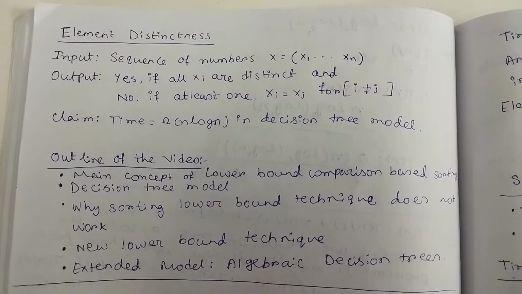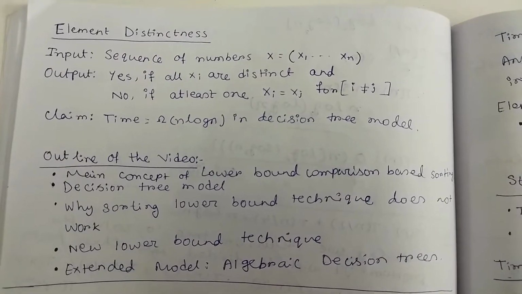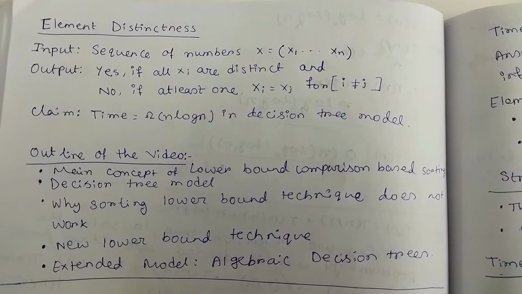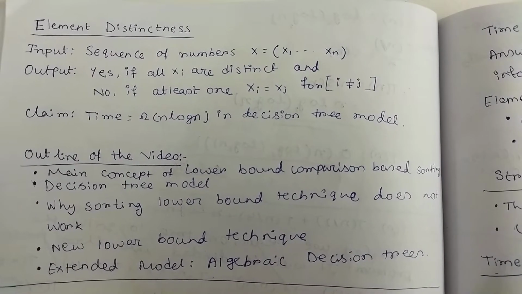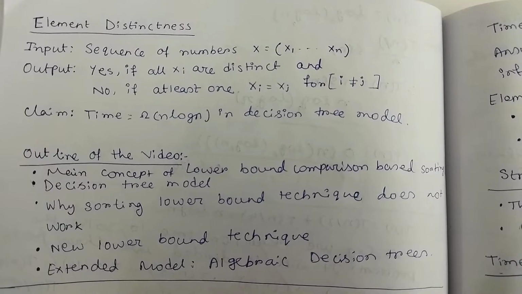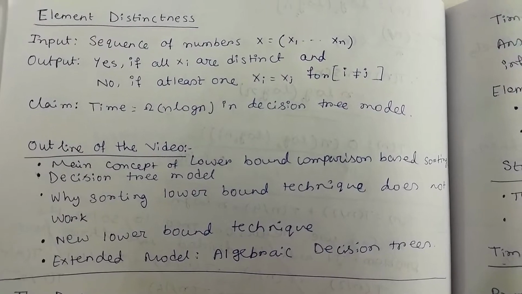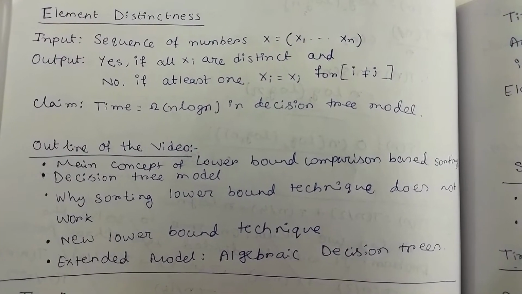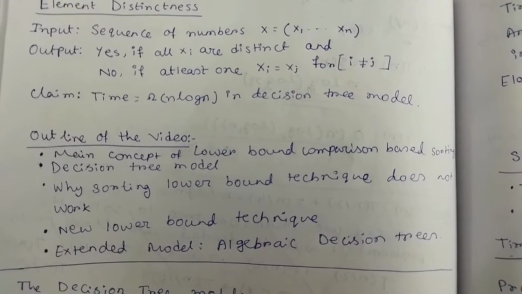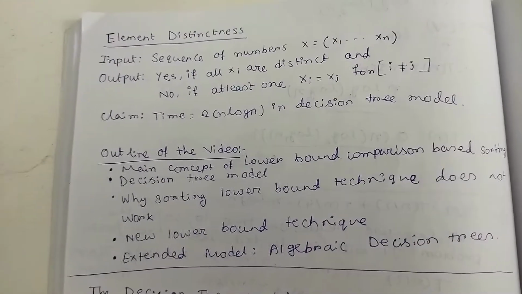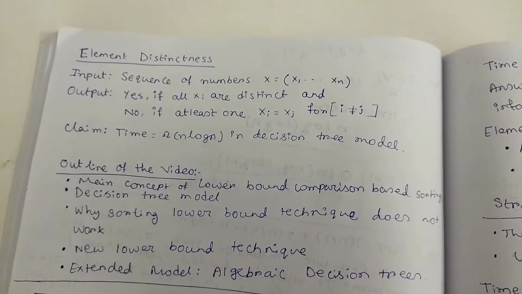Now I will discuss what I am going to cover in this video. The outline of the video will be the main concept of lower bound, which we are going to solve using comparison based sorting. Then we will discuss the decision tree model, why the sorting lower bound technique doesn't work, and some new lower bound techniques. And we will also discuss the extended model for algebraic decision trees.